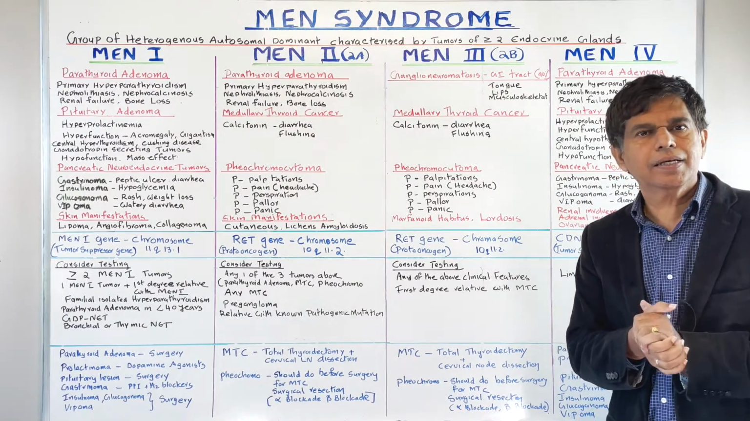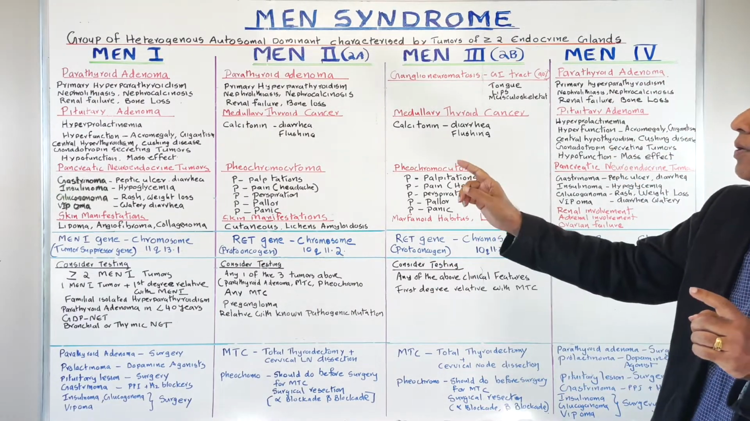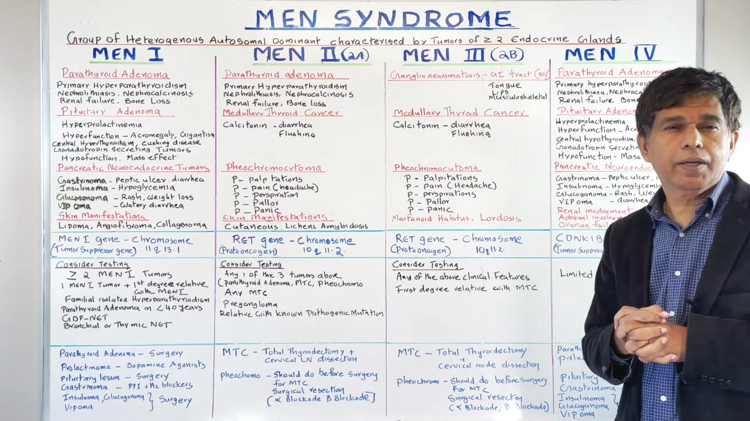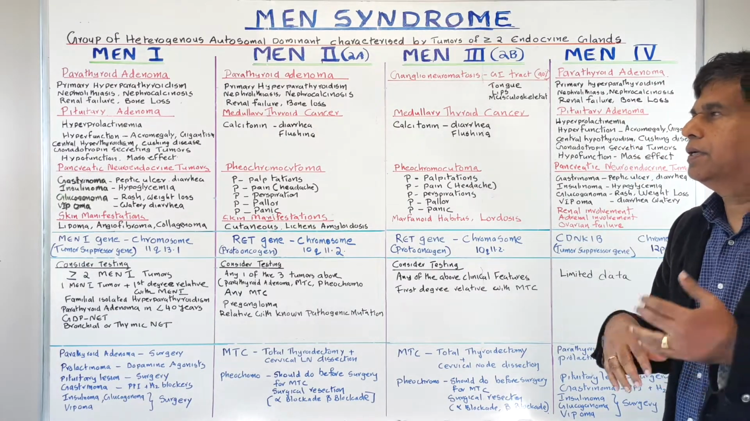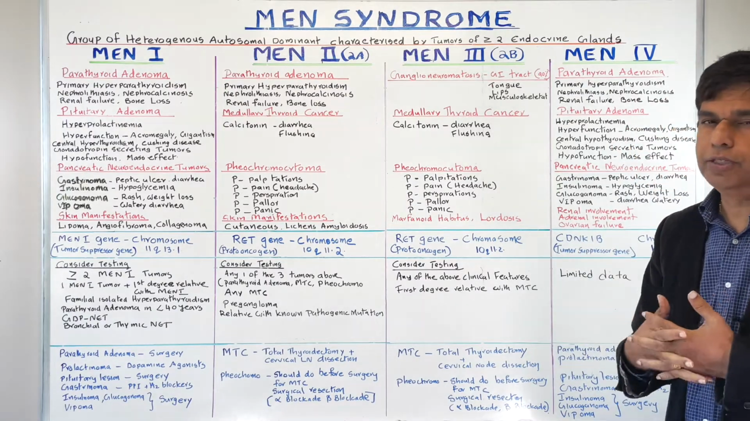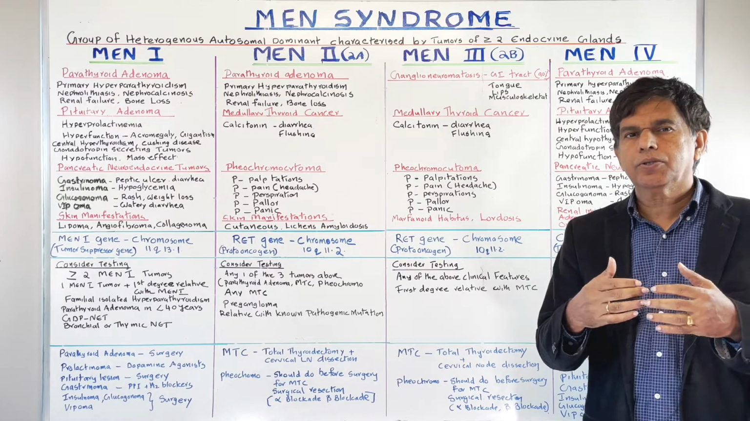The first one is parathyroid adenoma. In parathyroid adenoma, you mainly get primary hyperparathyroidism. You get nephrolithiasis, nephrocalcinosis. You can have renal failure and bone loss. Remember, those are the first one.